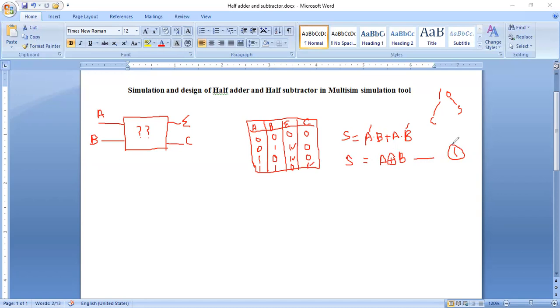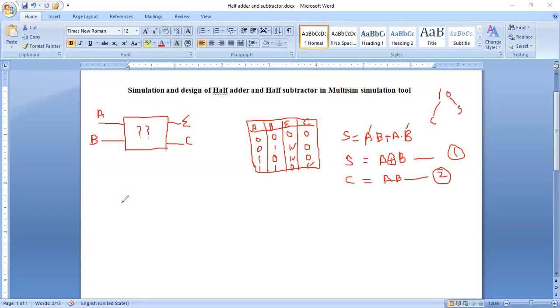Okay. Next step is that I need to find the equation of carry. You can see that in the carry column, we have only one output high. For that case, we need to write down the combination of the inputs A and B. So I'm writing here carry is equal to A and B. Okay, this is equation number 2. So simply, this is the AND gate operation. So these are the two equations for sum and carry in case of half adder.